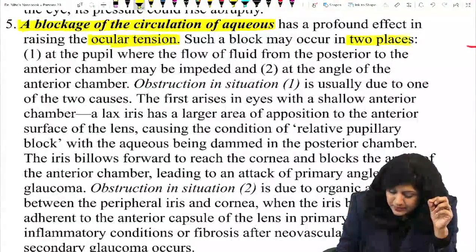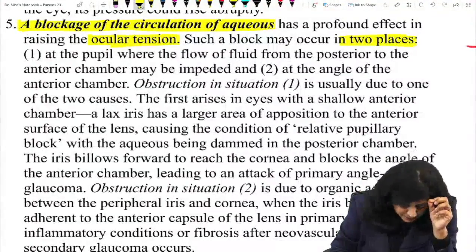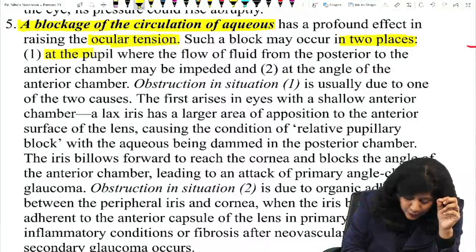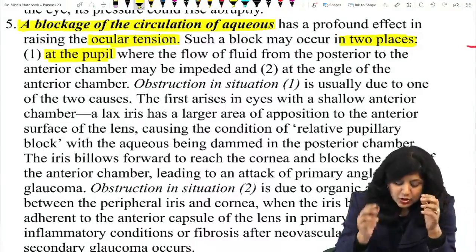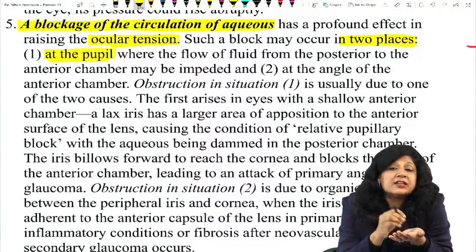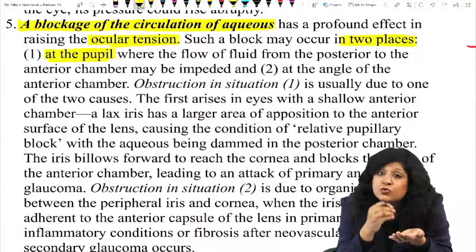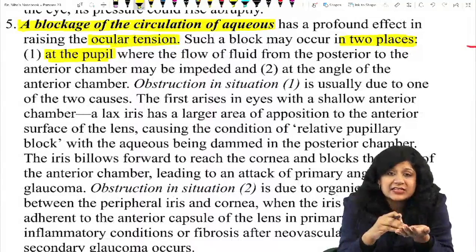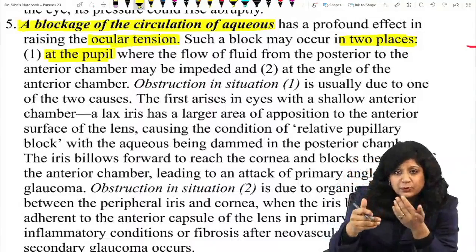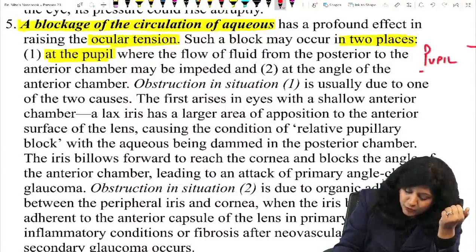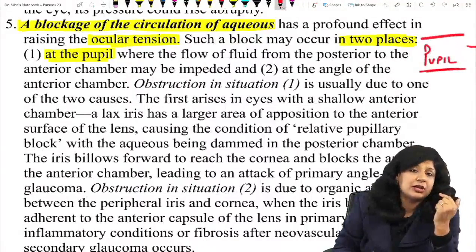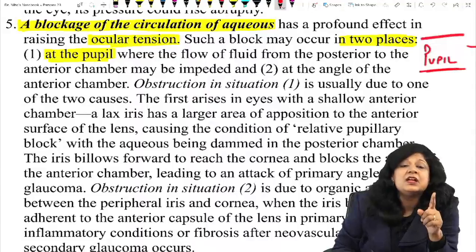So that can take place at two places. One will be taking place at the pupil, where the fluid flows from the posterior to the anterior chamber. If there is a blockade anywhere in the route of the flow of aqueous humor, we know it is flowing from the posterior chamber through the pupil and then coming to the anterior chamber. So if I have any problem at the level of the pupil, obviously that will lead to raised intraocular pressure, because that will interrupt the drainage.